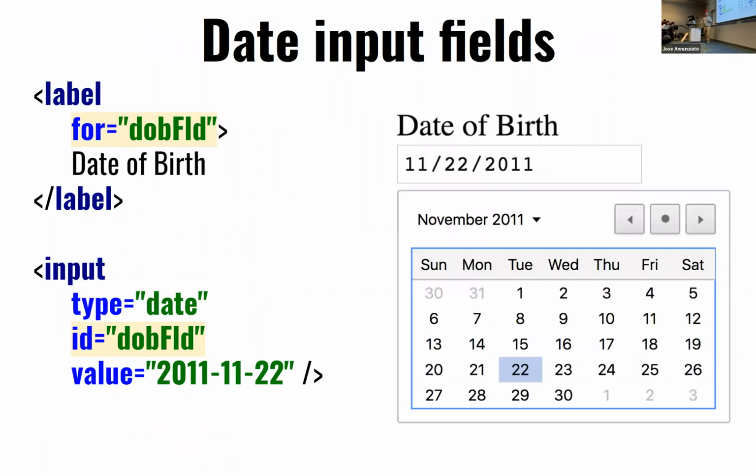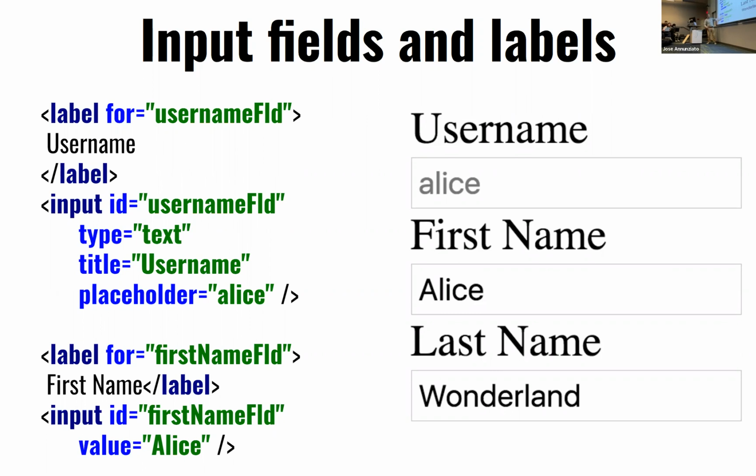So other fields are, for instance, date pickers. And so the input field all by itself, like this, all by itself with an ID and a value, it renders the default text input field.